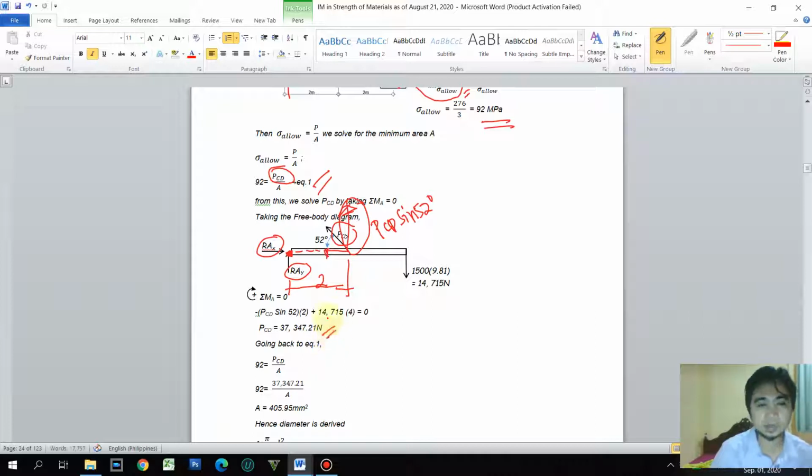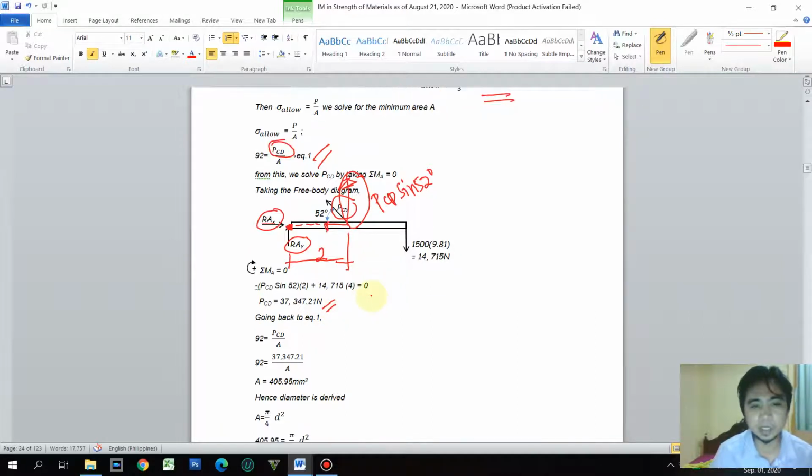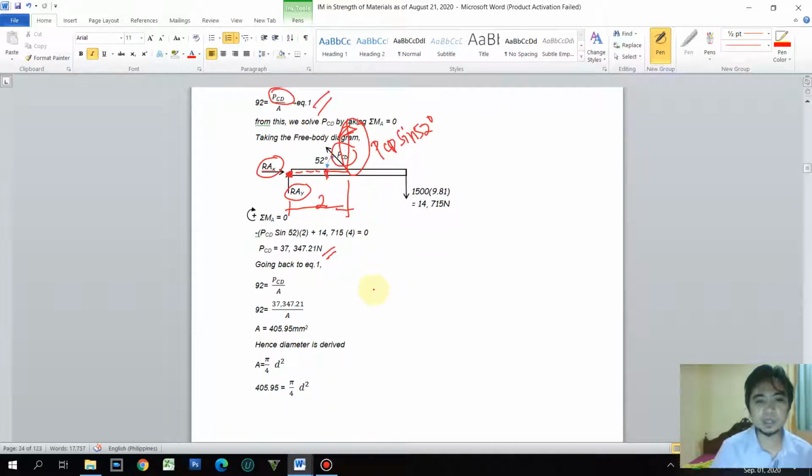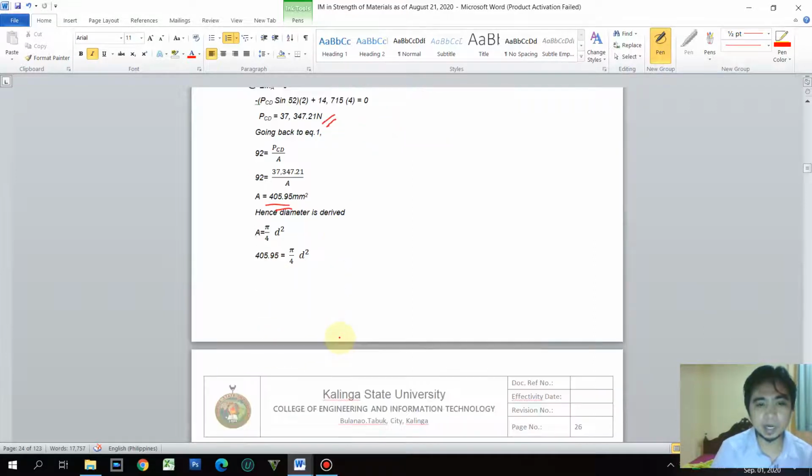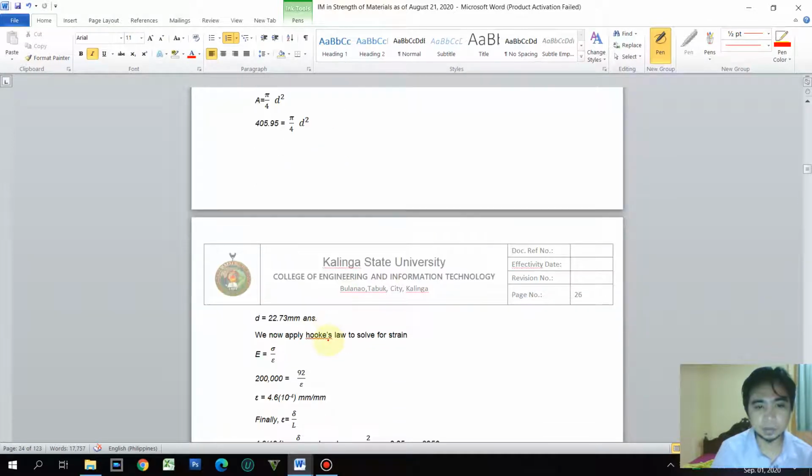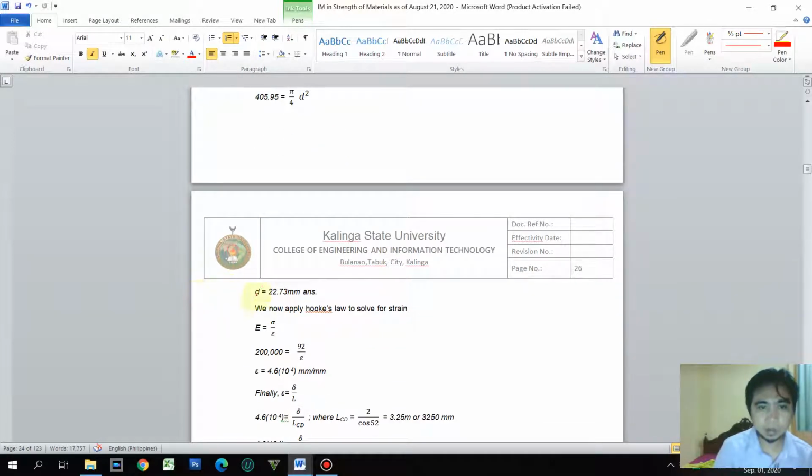Ito na, kukunin natin yung PCD equivalent to 37,347.2. So going back to equation 1, makukuha na natin yung area of the required area and then the diameter. Okay, because we wanted to determine the diameter of the bar. Okay. So, getting the square root or multiplication of the equation, we have 22.73 millimeter.